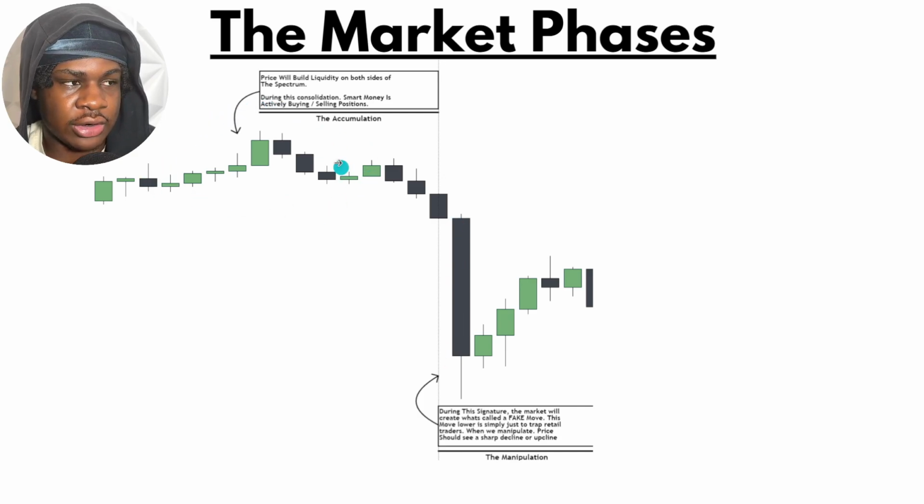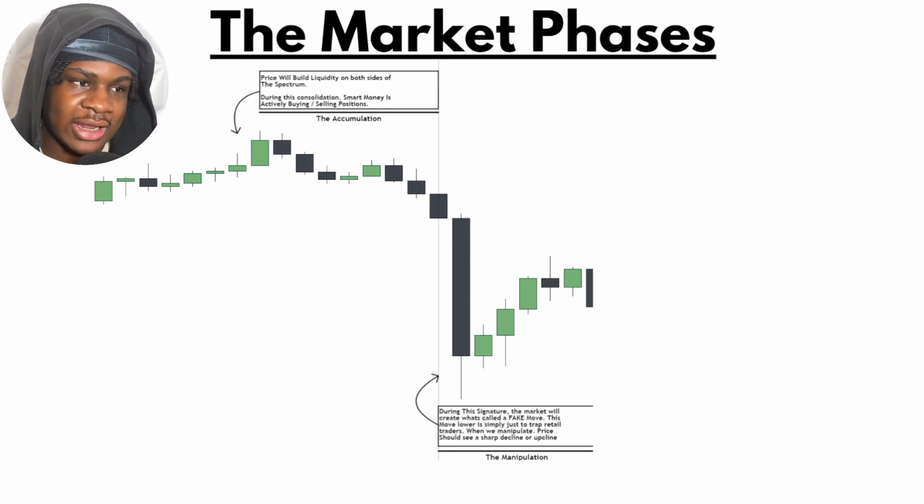During this area right here, smart money was actively selling positions, anticipating to push the market lower, right? The goal was to push the market lower and fake out the retail traders. This was the consequence. We had this massive gap to the downside, creating what's called a manipulation, which is simply referred to as a fake move.